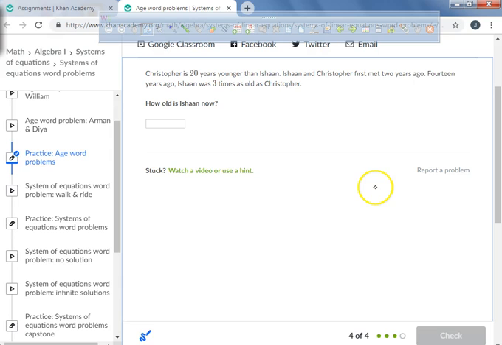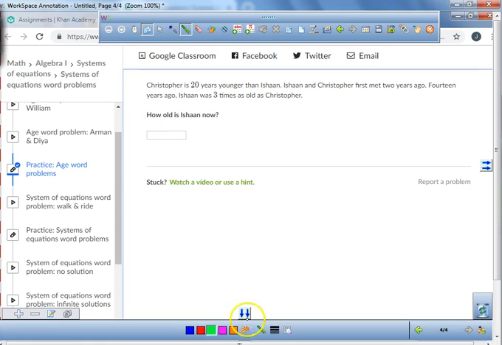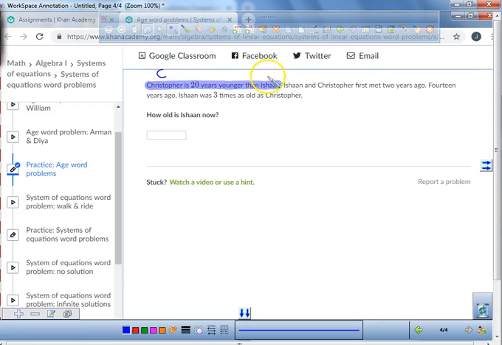Last one. All right, here's what we're going to do. We're going to highlight two parts of this word problem. It says Christopher is 20 years younger than Isha. So I'm going to put C for Christopher and I for Isha. So here's my first equation. Christopher is 20 years younger. So whatever Isha is, what are we going to do? We're going to take away 20.